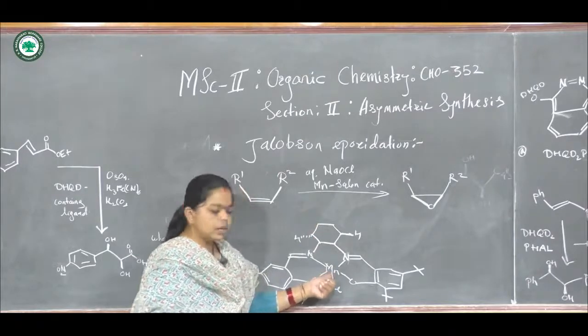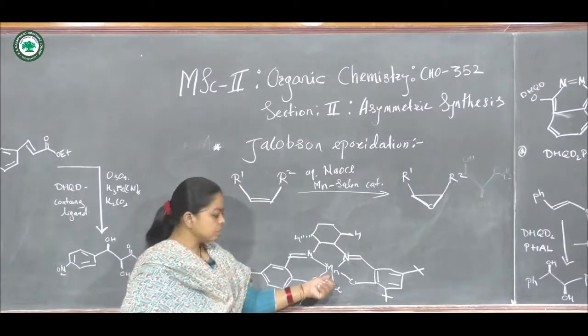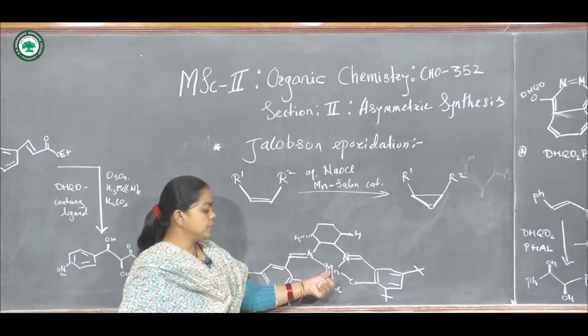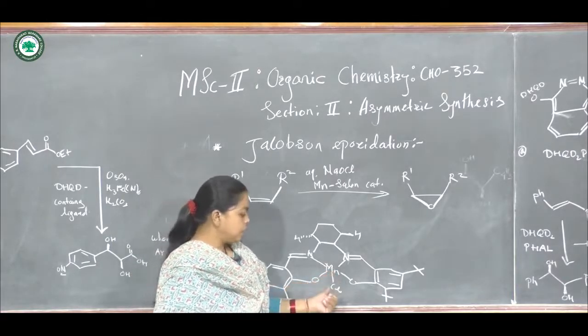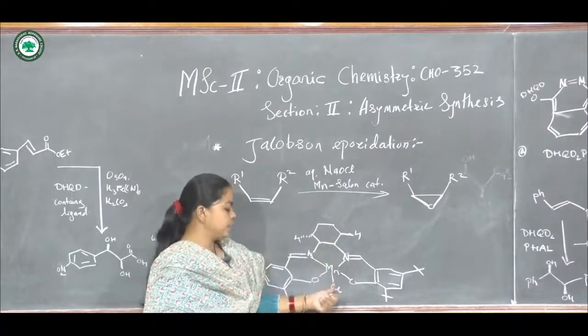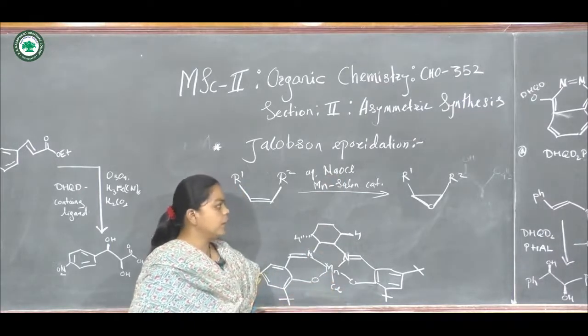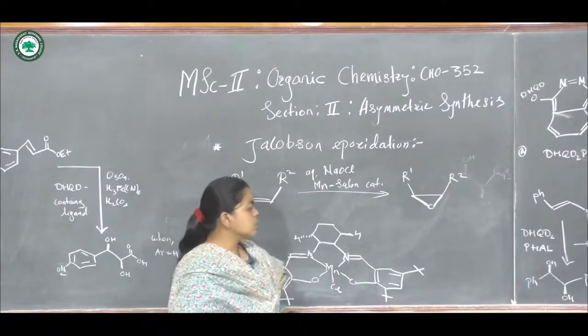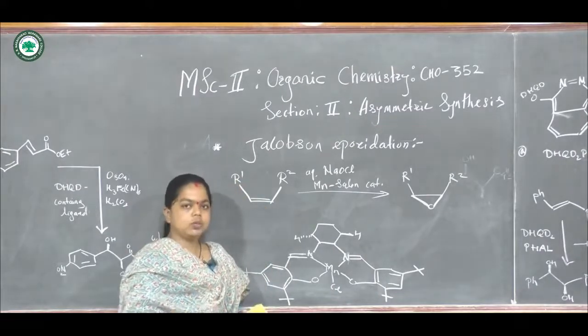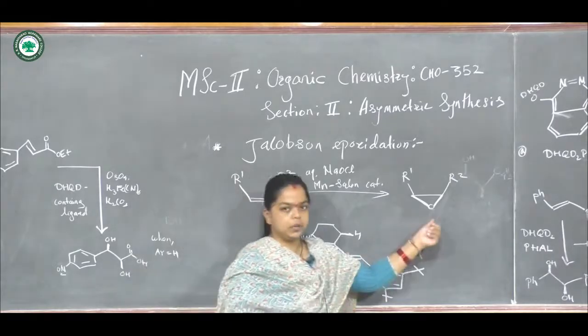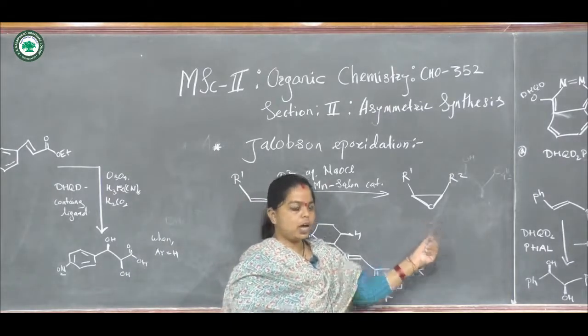This complex contains manganese here in the fifth oxidation state, and in the presence of the bleaching reagent it will oxidize, so oxygen can be delivered to the double bond on the above side. So we are getting the beta oriented epoxides.